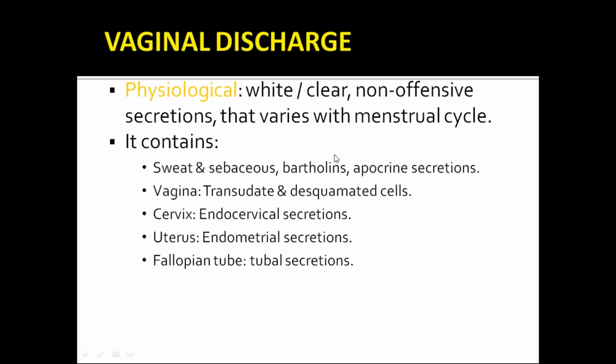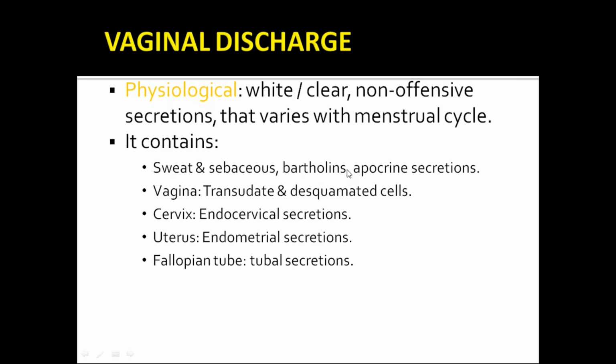So what is a physiological vaginal discharge? As I told you in the previous slide, it is physiological when it is a non-offensive secretion. There is no smell, no itching, and it is non-purulent. So these are very important: non-offensive, non-purulent, no itching. Also, this physiological vaginal discharge varies with the menstrual cycle. A greater amount of vaginal discharge will be there at the time of ovulation and just premenstrual. These are the two phases where there will be more secretion.